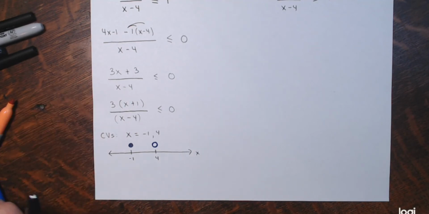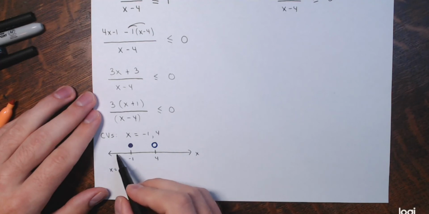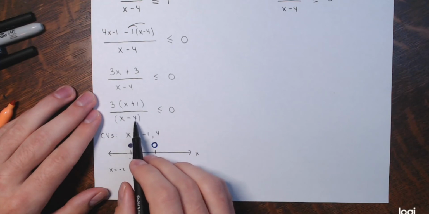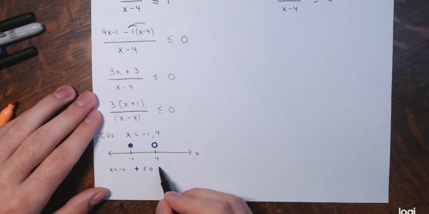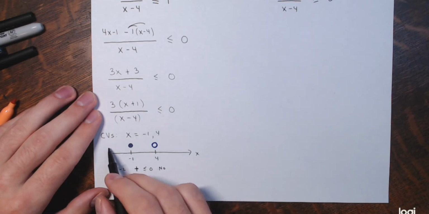Now I'm testing values. How about -2, to the left of -1 here? The numerator would be a negative number. The denominator would be a negative number. So you have a positive number on the left. And is that less than or equal to 0? Nope. A positive number is not less than or equal to 0, so that interval is blank.